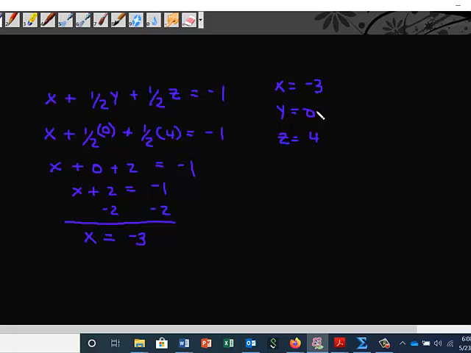Okay, so with this problem, our final answer is x is equal to -3, y is equal to 0, and z is equal to 4. Written as a coordinate in 3D, it will look like this. So remember, you can always go back and check your answers by plugging these values into the equation, right?